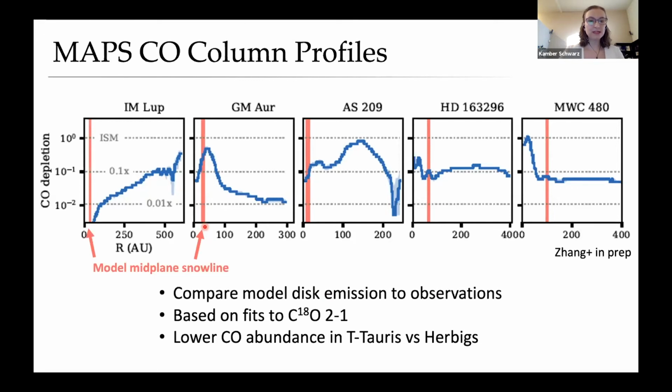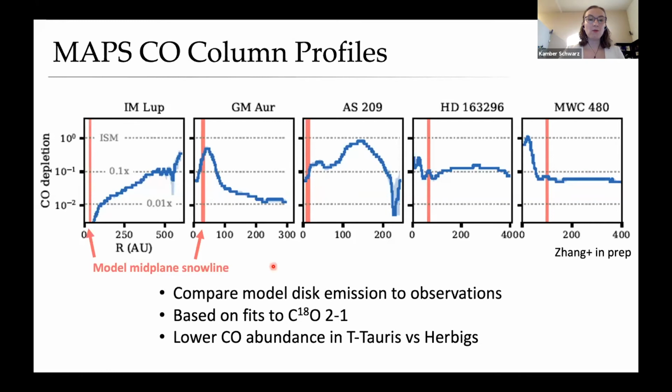And a couple of trends here. All of the disks have regions where the CO abundance is below ISM values. And in general, you see a lower CO abundance for the disks around T Tauri stars compared to the disks around Herbigs. Now, here our total gas masses are based primarily on the dust masses and assuming a dust to gas ratio of 100. However, for one of these sources, GM Aur, we do actually have an HD detection.